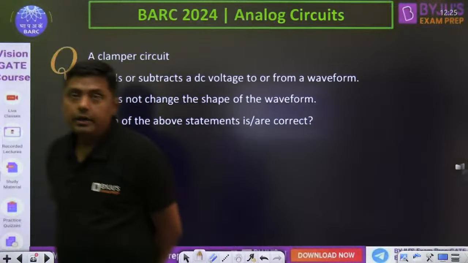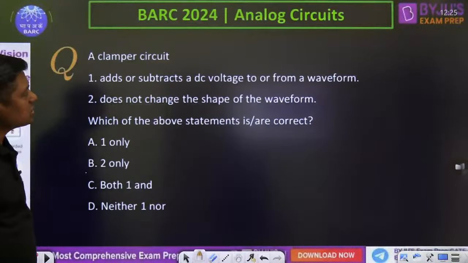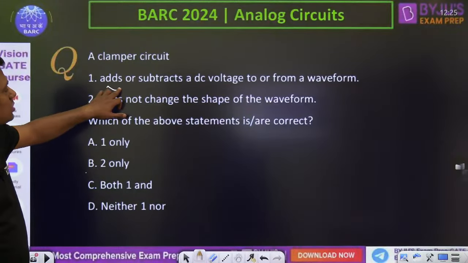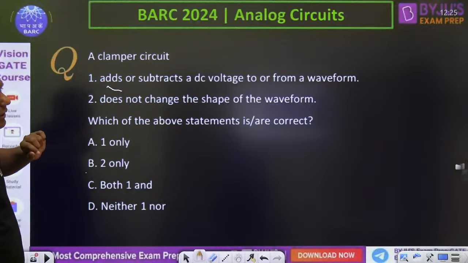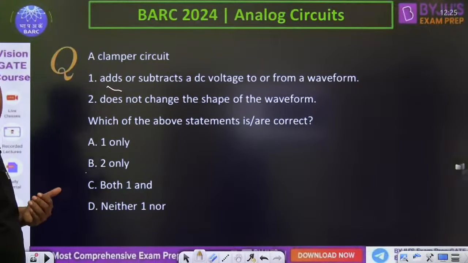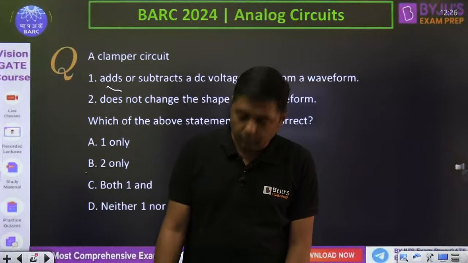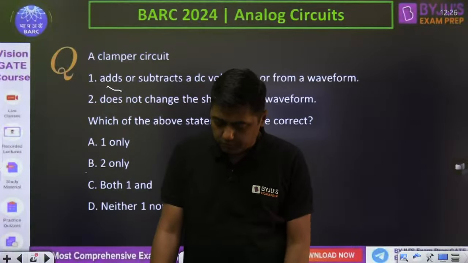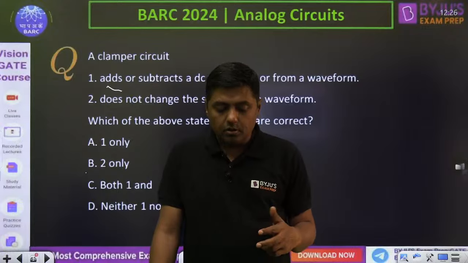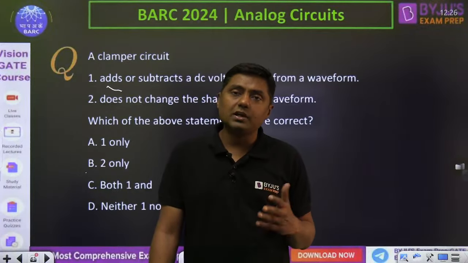Yes, it will add DC or subtract. If it will add, it is called positive clamper. If it will subtract, then it is called negative clamper. And it will not change the shape of the waveform. Means if it is sinusoidal, it will remain sinusoidal. Triangular, it will remain triangular, and so on.